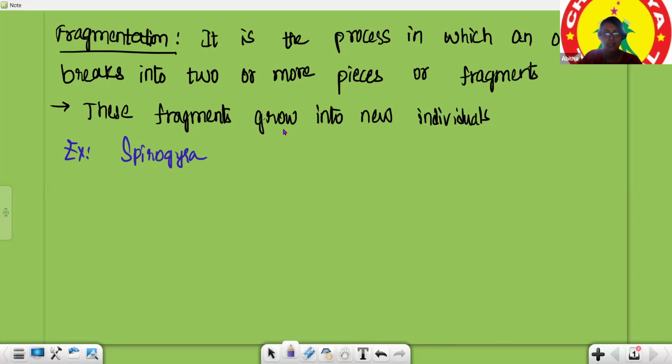What is Spirogyra? It is green algae. We are going to study fragmentation in detail in Spirogyra. Let's discuss how the fragmentation happens and how this particular species looks like. Clear? So let's discuss Spirogyra.